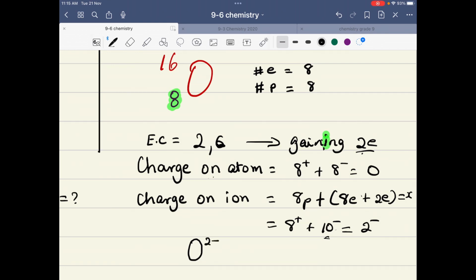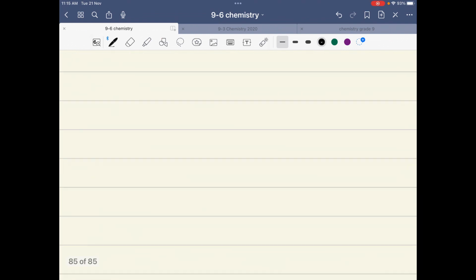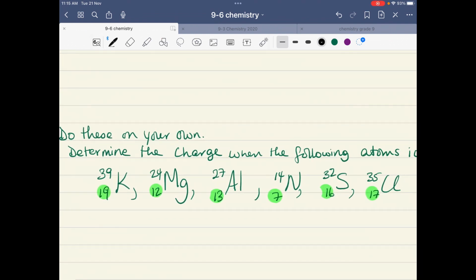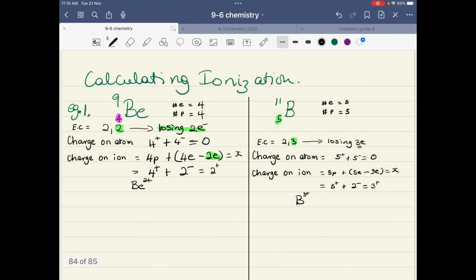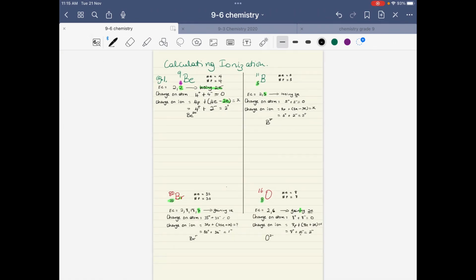I hope this was enlightening enough for you, and so you can now do some on your own. Try potassium, magnesium, aluminum, nitrogen, sulfur, and chlorine. You'll do these on your own following the same steps that were outlined in the examples shown. And if you don't understand, you can always ask questions or refer back to me. All right.